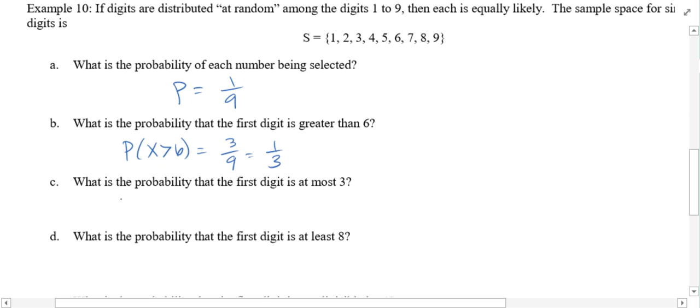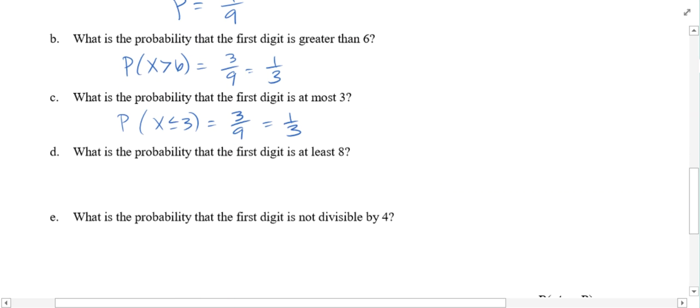Okay. What is the probability that the first digit is at most 3? Okay, so does at most 3 include 3? Yes, it does. It's less than or equal to 3. So here again we have 1, 2, and 3. So this is 1/3. What's the probability that the first digit is at least 8? Okay, that just includes 8 or 9. So we've got 2 out of 9.